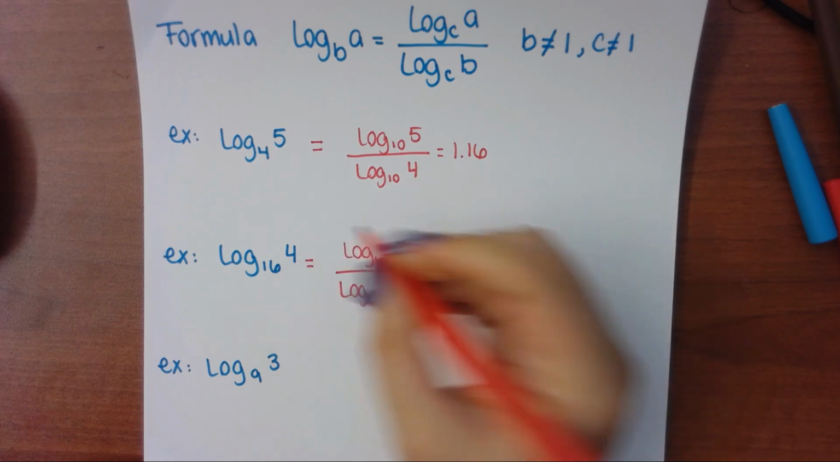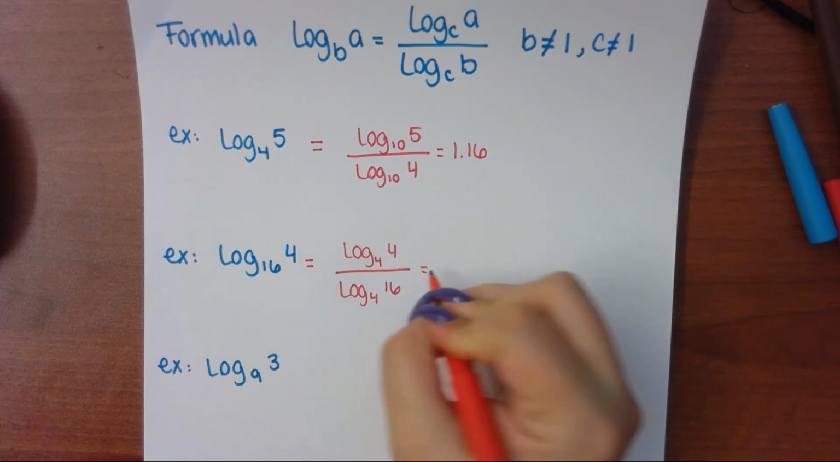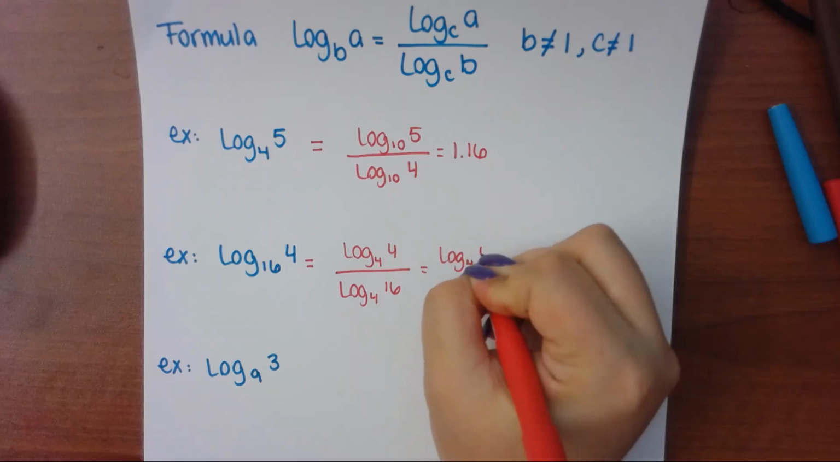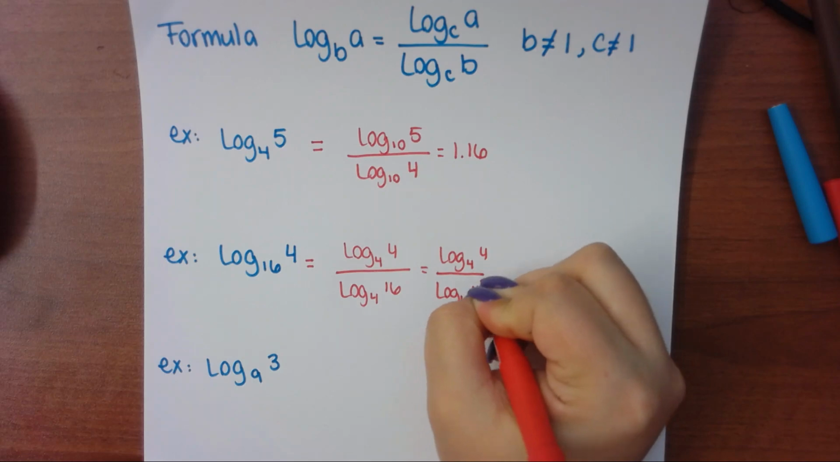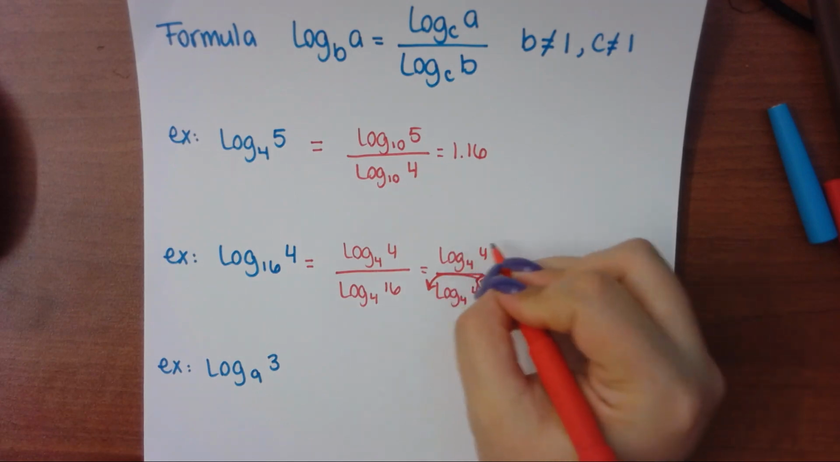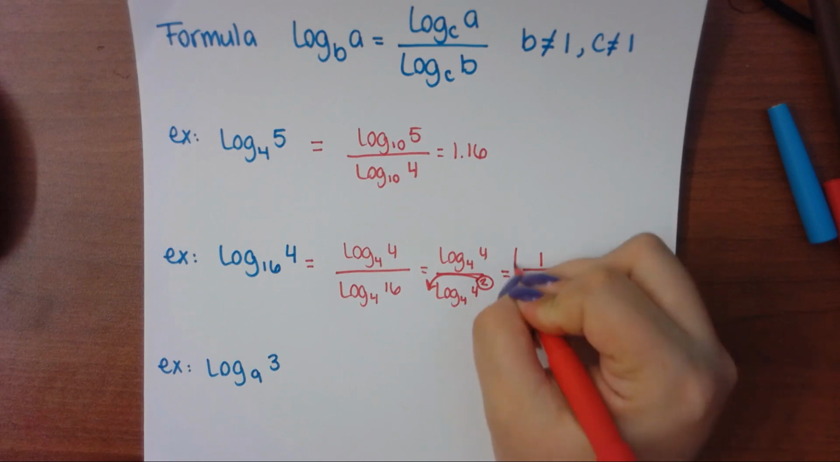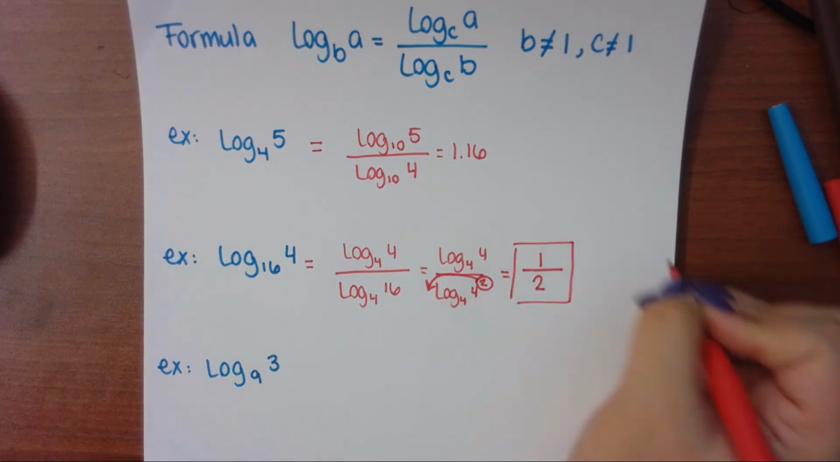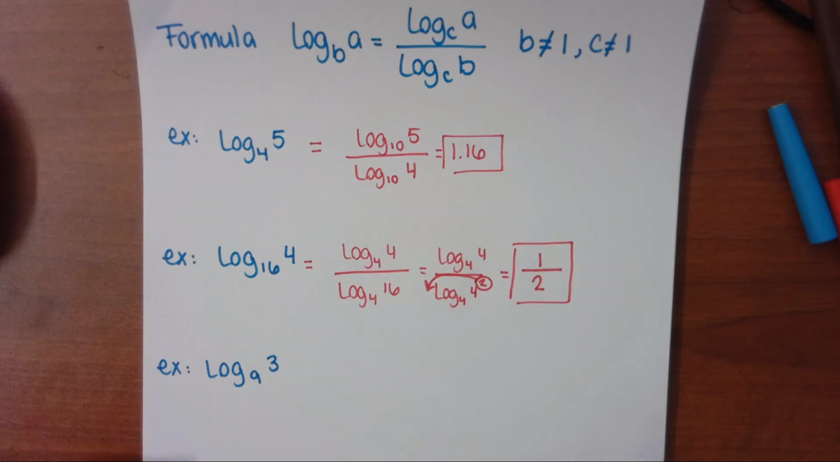Now 16 is 4 squared. Okay, so that's something we want to make sure we do. Log base 4 of 4 over log base 4 of 4 squared. We want to take that 2 and move it to the front of that logarithm. Log base 4 of 4 is 1 over, and in this case is going to be 2. So this actually gives us 1/2 as our answer. So this is just a way to utilize a new base to simplify your logarithm.